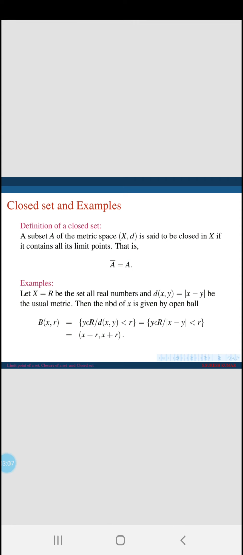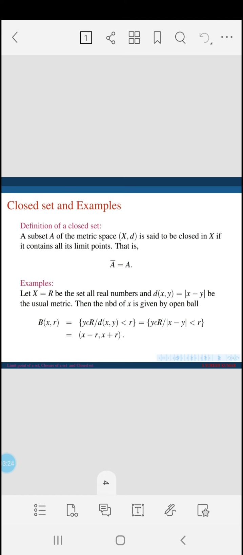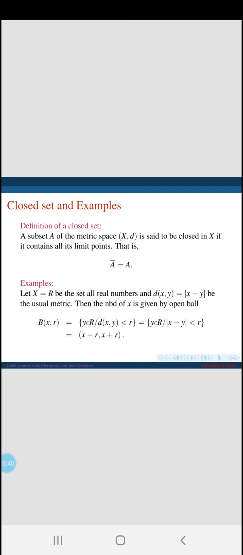We all know that the neighborhood of small x in R is given by the open ball centered at small x and radius r, which is equal to the set of all y belonging to R such that d(x, y) is less than r. By using the definition of d, we can find that the open ball centered at small x and radius r is equal to the open interval (x minus r, x plus r).